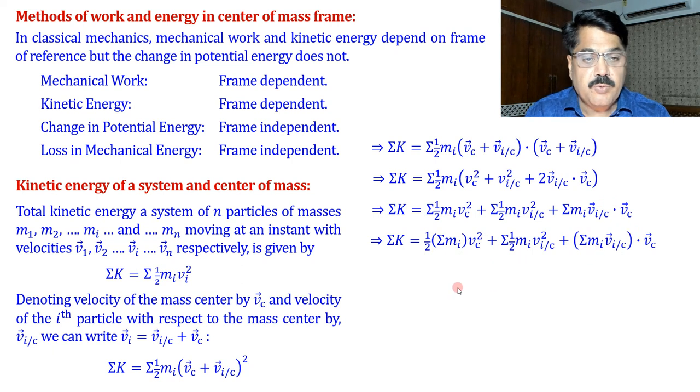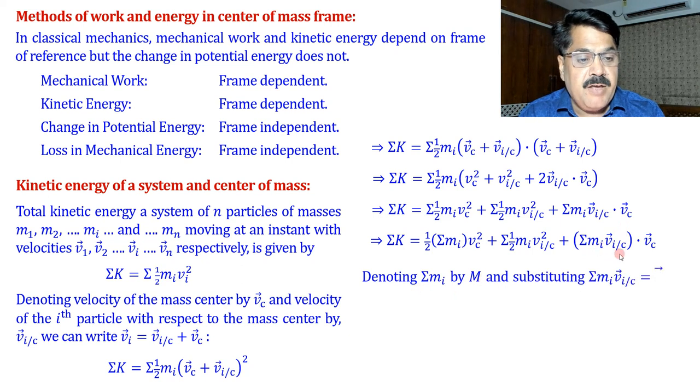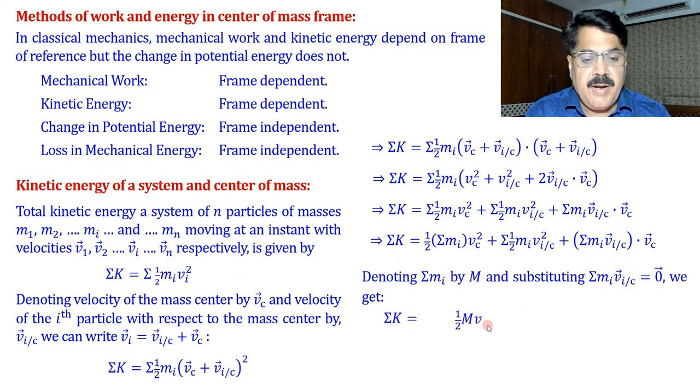vector. So what we can do? Denoting summation Mi by capital M and substituting summation Mi Vi with respect to C equal to null vector, we get summation K, the total kinetic energy of the system in the reference frame in which these velocities are measured, is half capital M into Vc square plus this summation half Mi Vi with respect to C square.